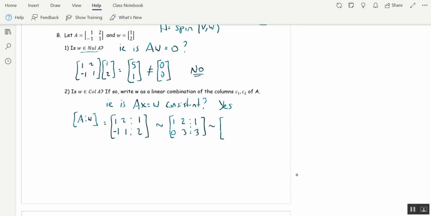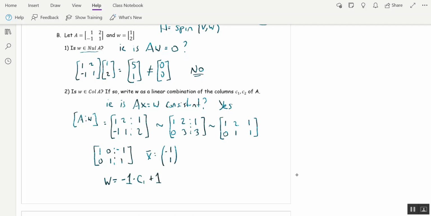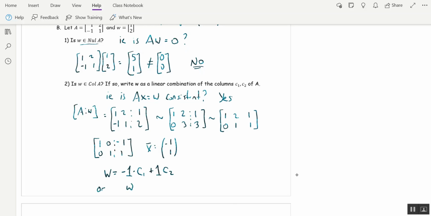So let's keep going. I'm going to scale row 2 by 1/3. And now moving down here, I'm going to replace row 1 with negative 2 row 2 plus row 1. 1, 0, negative 1, 0, 1, 1. Okay, so my coefficients are negative 1 and 1. That tells us that W is negative 1 times column 1 plus 1 times column 2. Or, write that a little more cleanly, negative C1 plus C2.